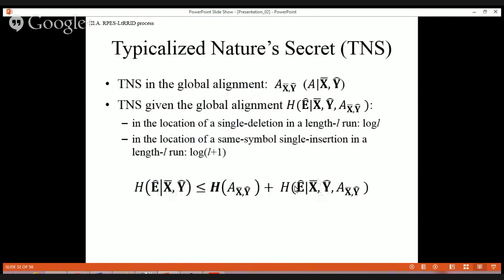And these 2 terms can be calculated. For details, we refer to part 3.a in our paper.